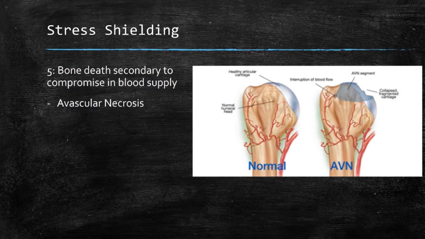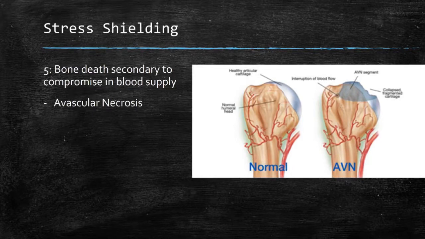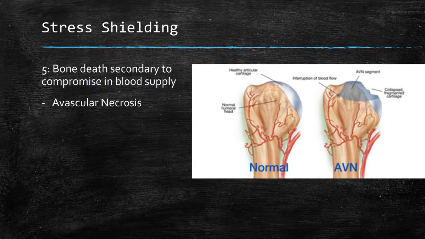The last definition describes avascular necrosis. In this example in the picture on the right, when the blood supply to a certain part of the humeral head is compromised, the bone dies.